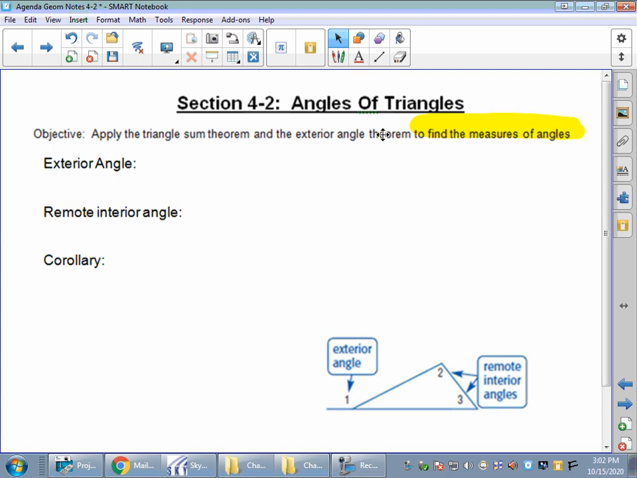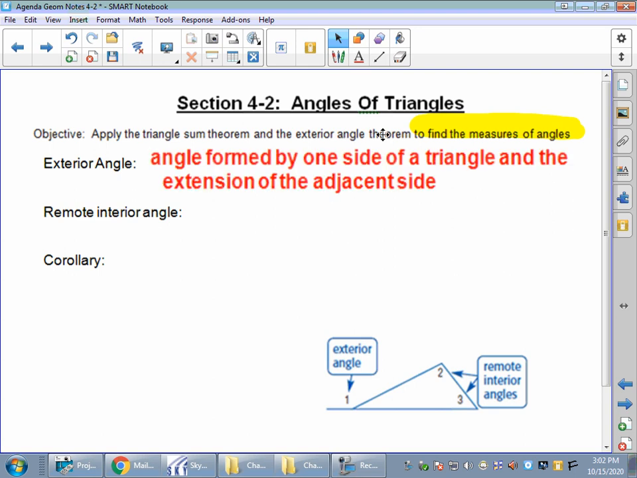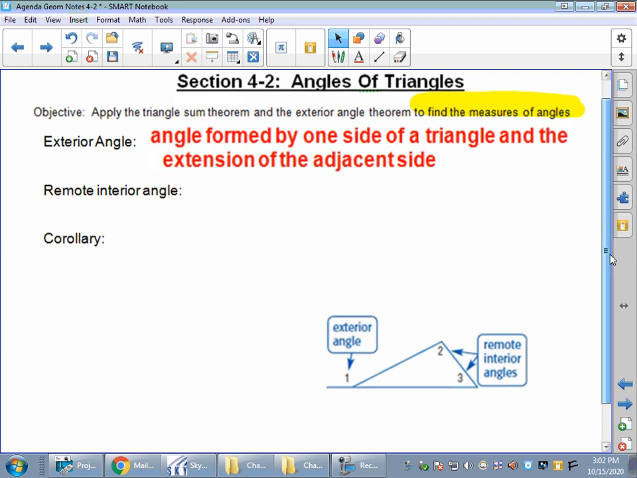So first of all, I already mentioned an exterior angle. Hopefully you realize that that's going to be outside. Specifically, it's going to be an angle formed by one side of a triangle extended, and its adjacent angle. So for example, this diagram that I have down here, I've got this little triangle, and notice this bottom side is extended, and then that makes this an exterior angle. Angles 2, 3, and this unnamed angle are interior angles.